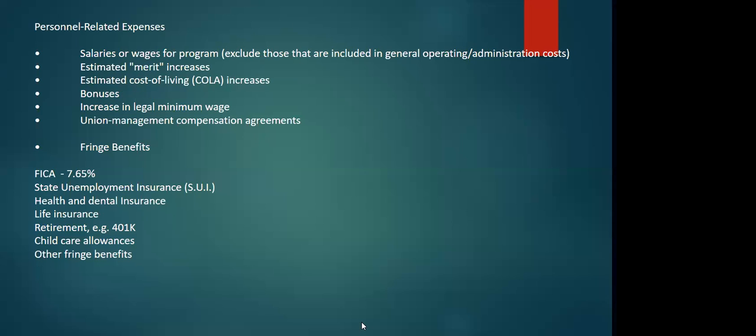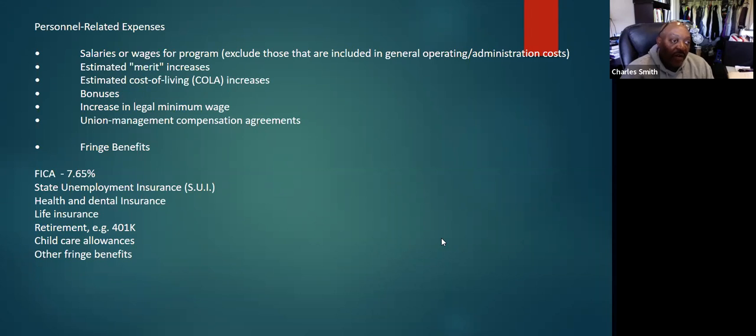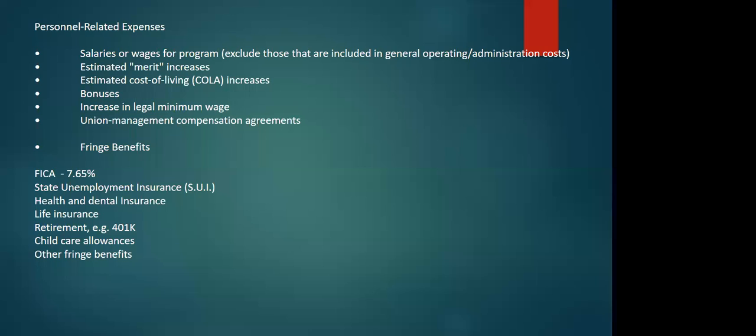Okay, read this. Personnel-related expenses, salaries or wages for a program. Exclude those that are included in general operating administrative costs. Estimate merit increases. Estimated cost of living, COLA increases. Bonuses, increase in legal minimum wage, union management compensation agreements. So just hold on for one second, because you have to actually predict what things are going to look like when you start to put in your budget, especially if you're doing a budget for multi-years.